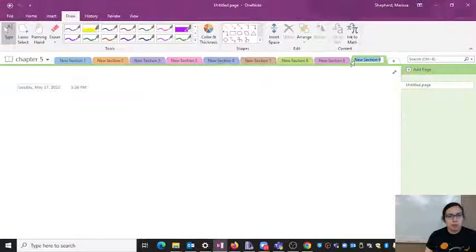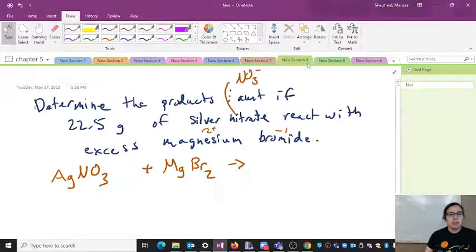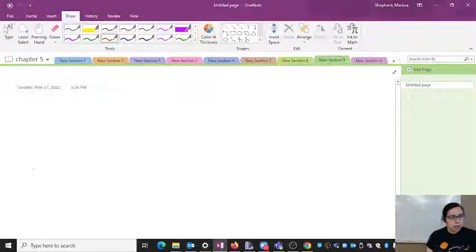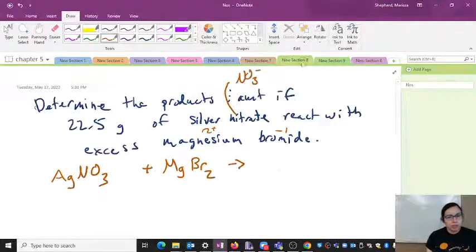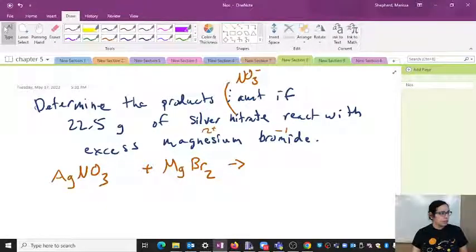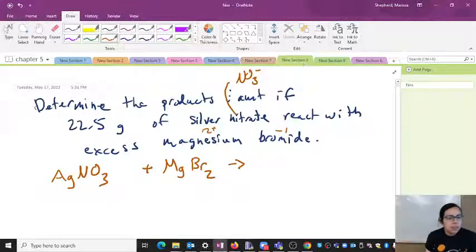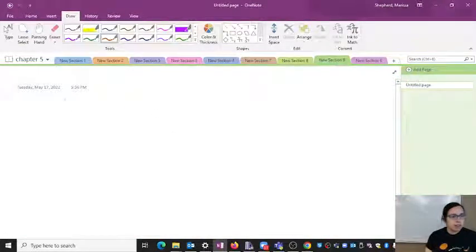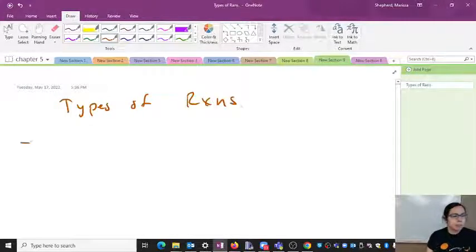This is also part of our chapter 5, and we had our lab. Can you guess what the reaction type might be, if you were to look back at your lab? That was an excellent guess. You recognized this as a double replacement. Let's make a note on the side, types of reactions, just to jog our memory. So we have this double displacement.